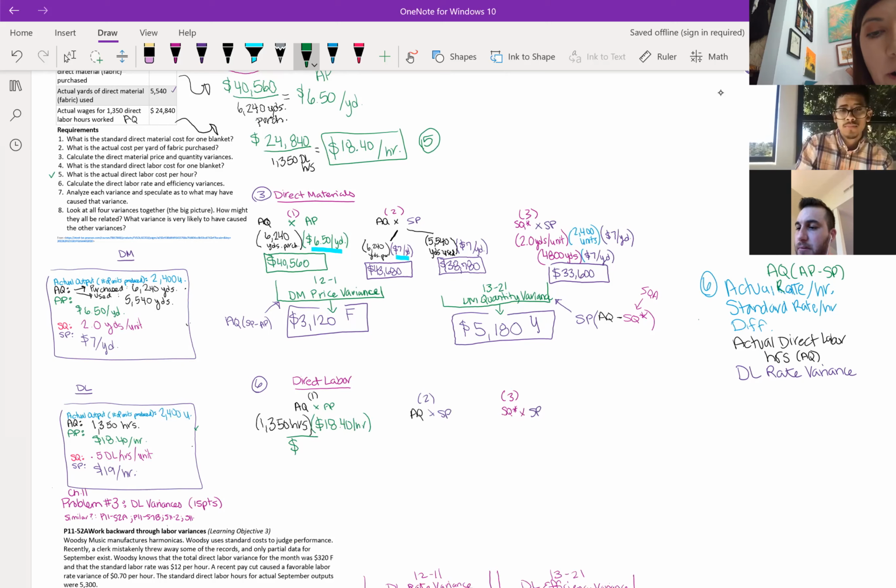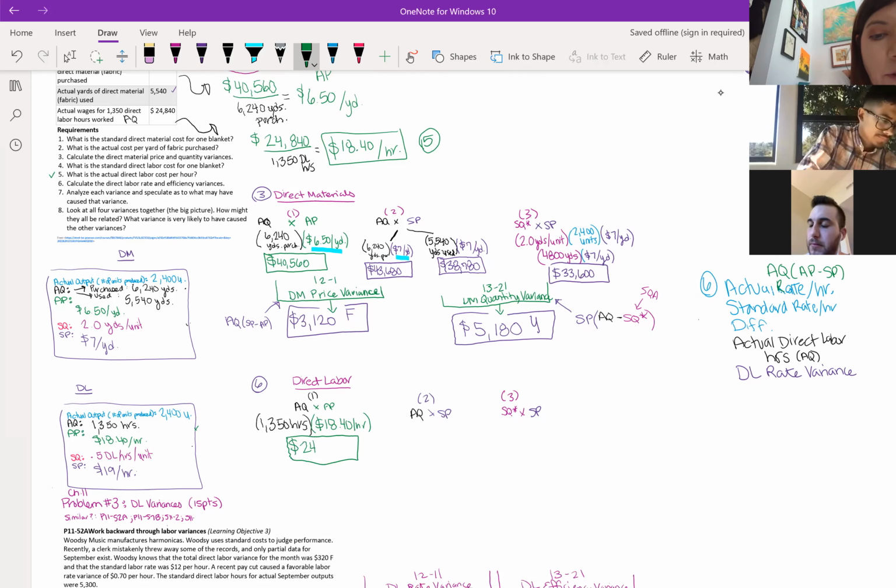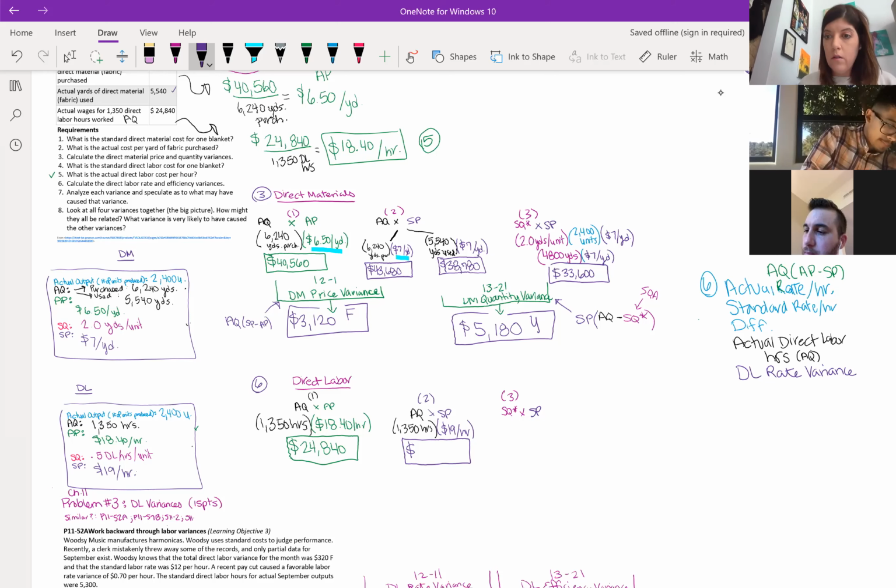So for direct labor, how much total did we pay? $24,840. Versus part 2, which is telling us, okay, yes, we spent 1,350 hours and we should have paid $19 per hour. $25,650. Yep, 25,650.